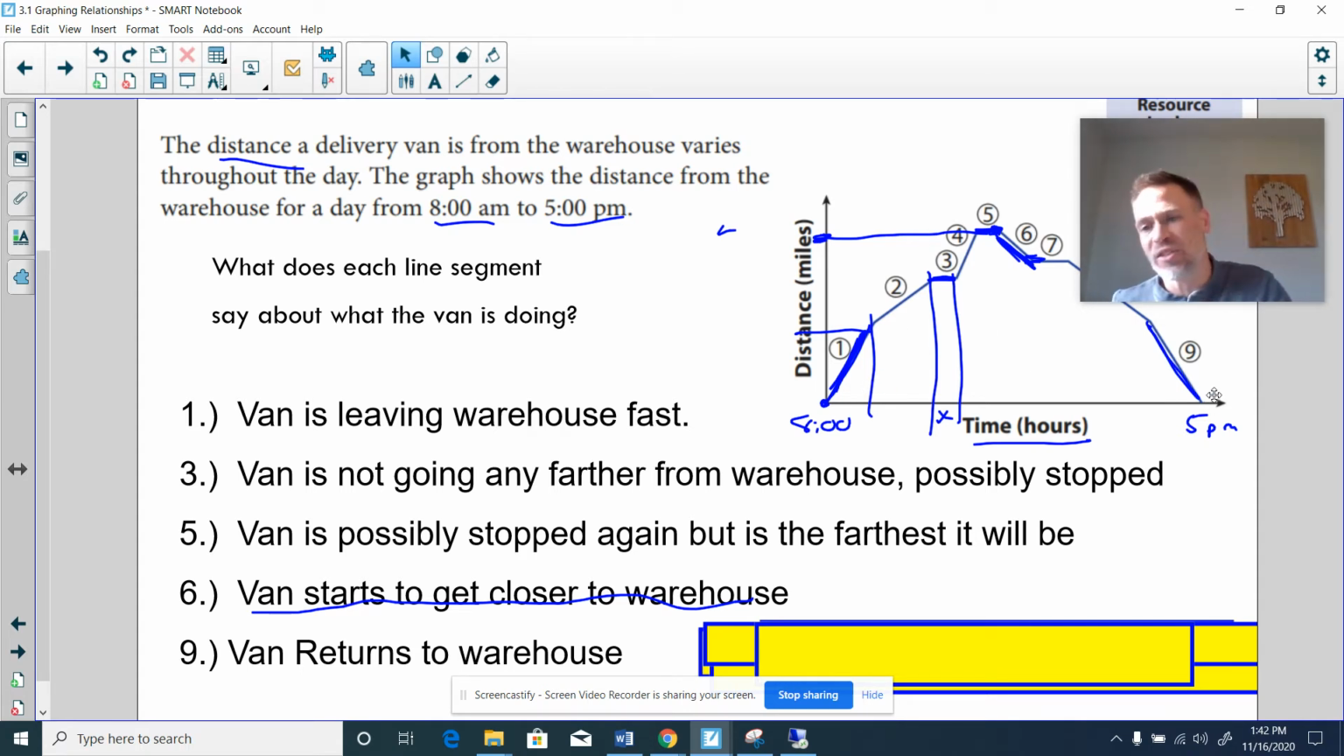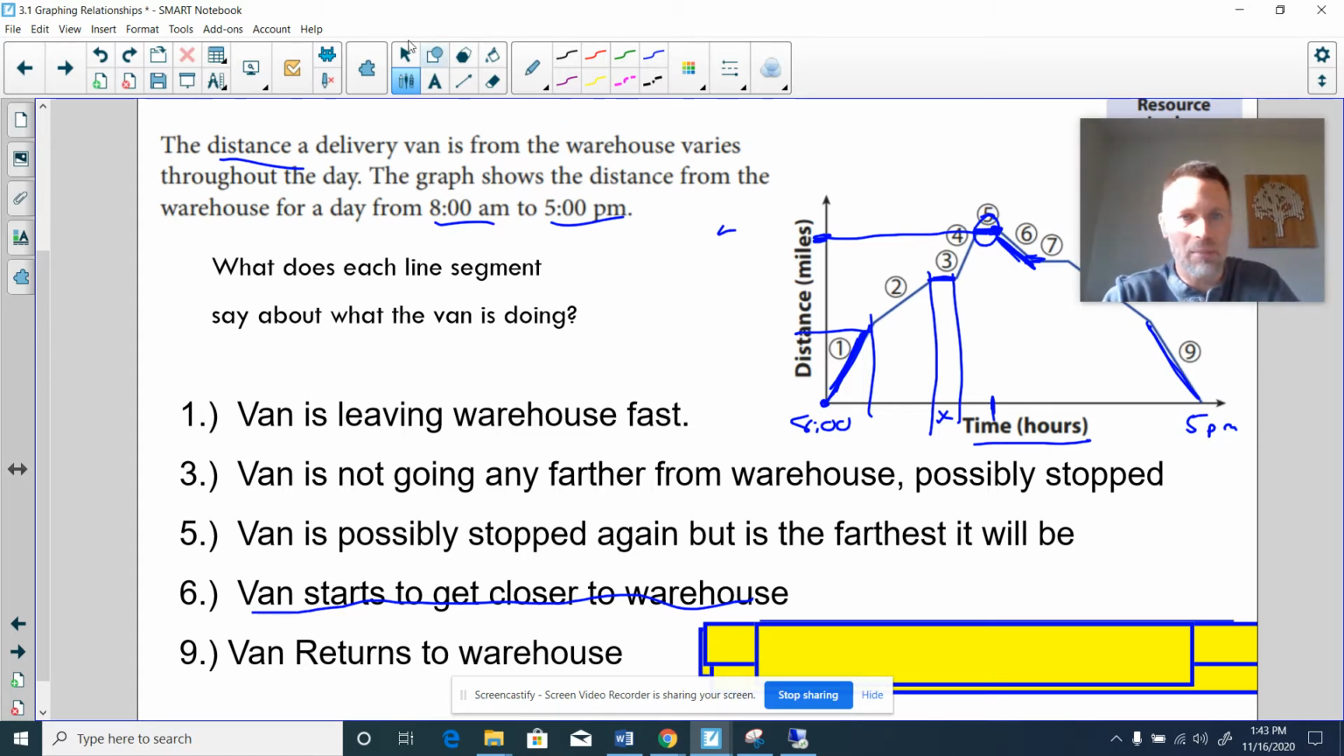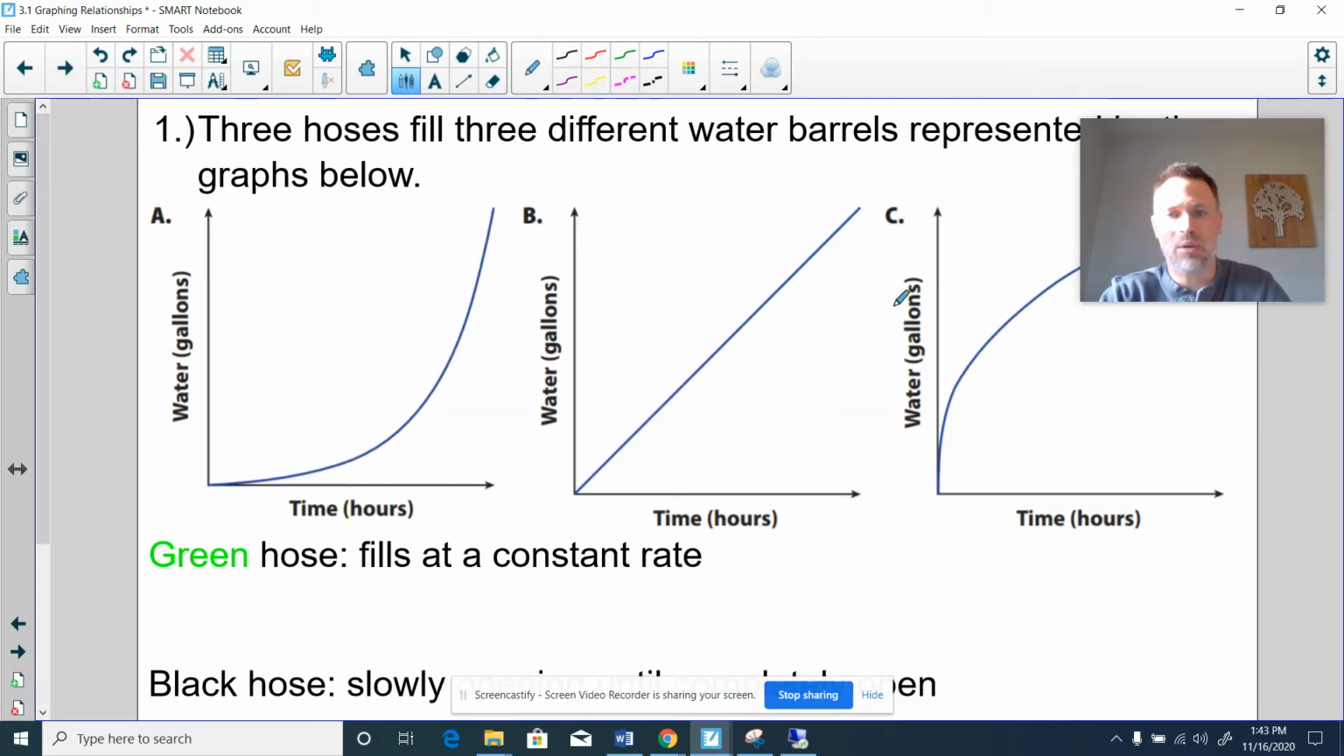But at the end of segment 9, the distance is 0, right? So it is at the warehouse. It is fully returned. And that's how we can use this graph to interpret where the van is at a given time. I could also say, where's the van at noon? Well, you need to look at the graph at noon. You'd say it's at segment 5, and it's not moving at all. He's eating lunch. It's not moving. Okay? So that's an example of how to read a graph.